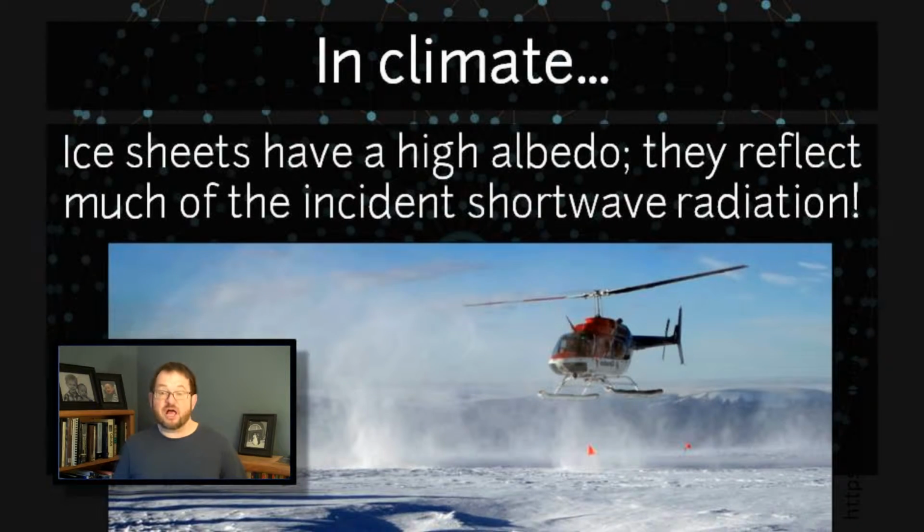moving through. For example, ice sheets. Ice sheets have a very high albedo. Remember, albedo is about the fraction of visible light that is being reflected. Ice sheets are bright white. They have a high albedo. They reflect most of the incident radiation that hits them. Well, incident shortwave radiation anyway.